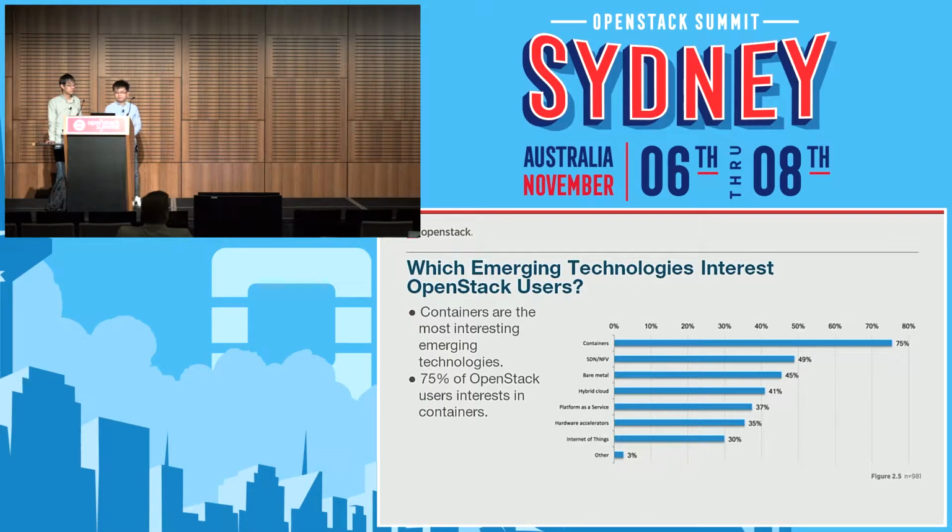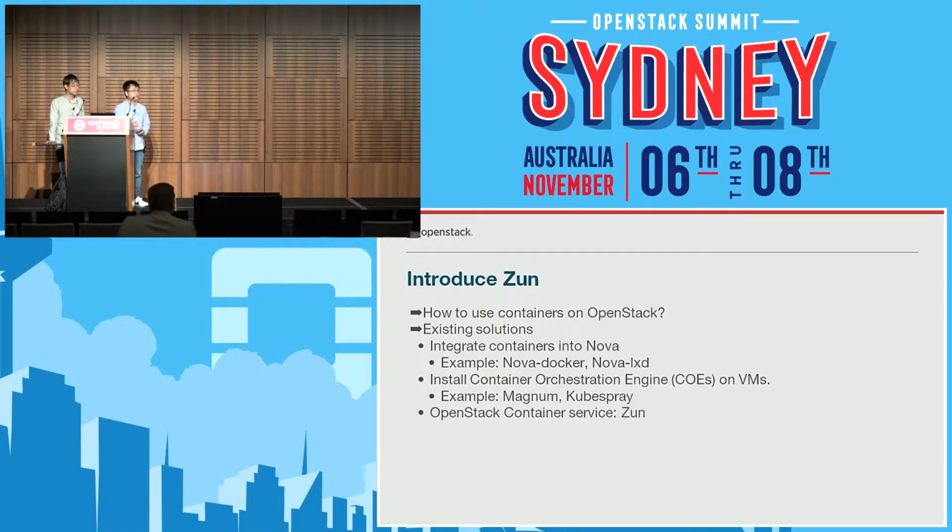So this is the diagram from the OpenStack user survey in April 2017. According to the survey, about 70% of the OpenStack users are interested in using containers on OpenStack. And the ranking of containers is on the top. But given the increasing interest of users in using containers, the general question that people are going to ask is, what is the solution that is available?